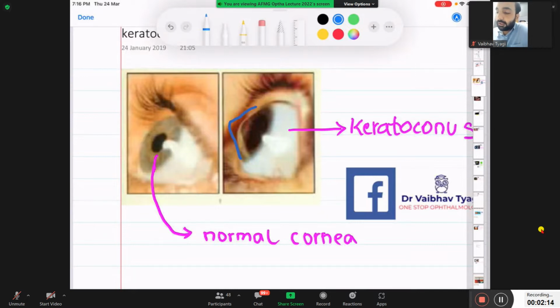Clear? So whenever the curvature of the cornea increases, it becomes more curved, the shape of the cornea becomes more cone shaped. So curvature increases. So automatically what will happen to the power of the cornea? It will increase. Normal power of the cornea is 43 to 44 diopters, right? So in keratoconus, the power of the cornea will automatically increase. This much is clear? Give me a thumbs up.